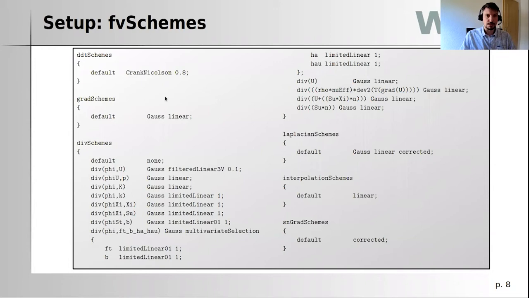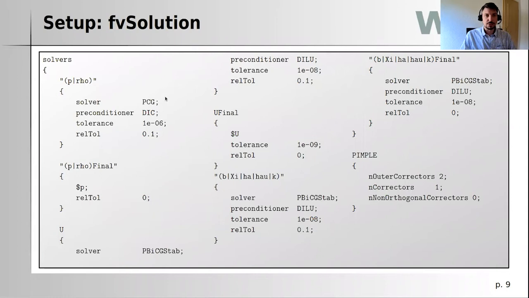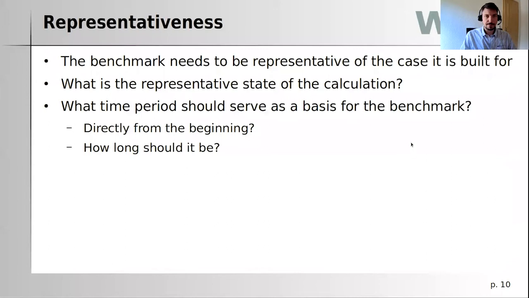For the solvers, it's pretty standard. It's almost always PCG, and bi-conjugate gradient stabilized as well. And we use a PIMPLE loop with two correctors.